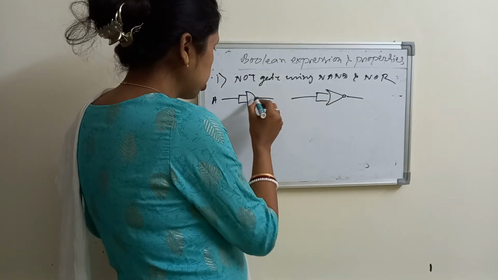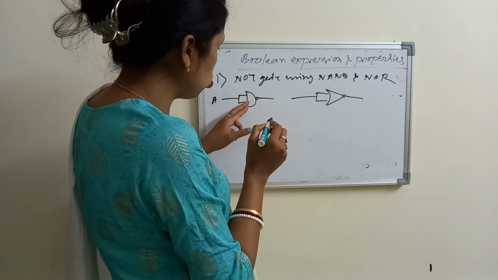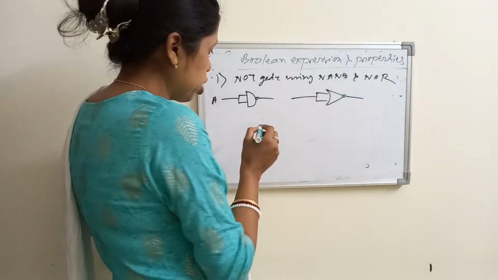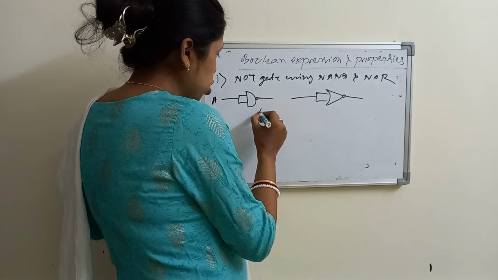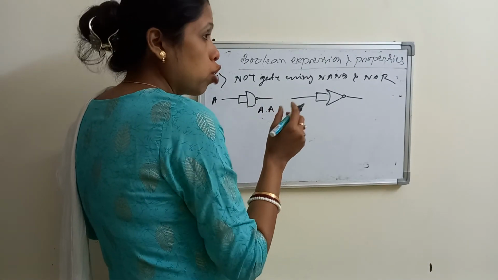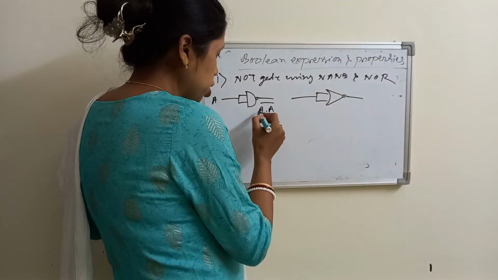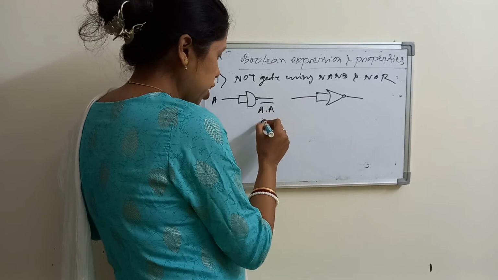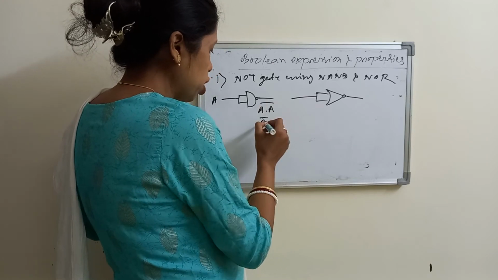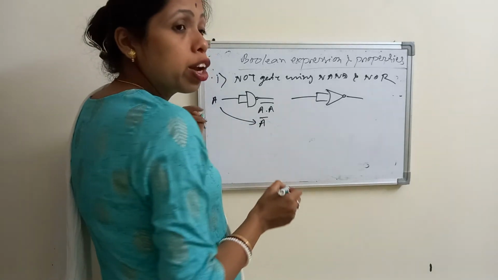So what am I getting for the NAND gate? The same input we are entering as the two inputs of the gate. What is the formula for the NAND gate? Complement of the two inputs, A dot A complement. So here A dot A means A, so we get A prime. This is my input, this is my output, the output for the NOT gate.